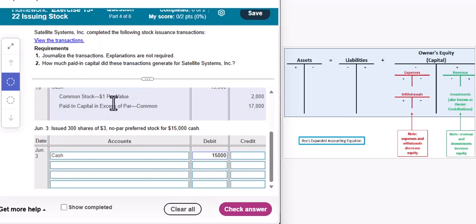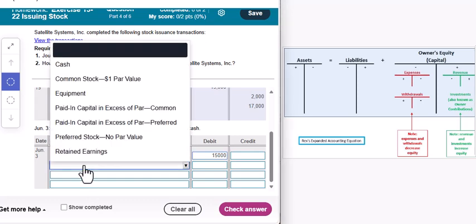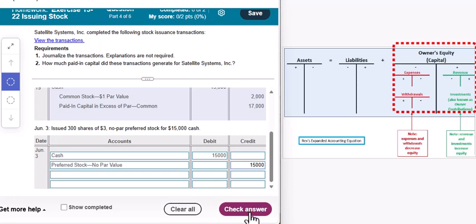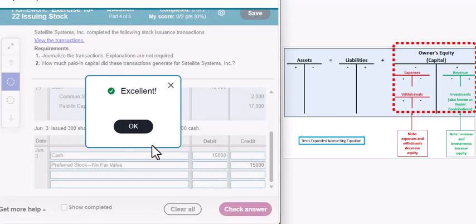But since this is preferred stock, no par value, we'll input that. And this goes up by 15,000, so we're going to be crediting that. If you're wondering why I'm crediting the account, besides the fact that debits must equal credits, these preferred stocks are an equity account, so it is increasing, and therefore we have to credit that account. So let's check our answer. Excellent.